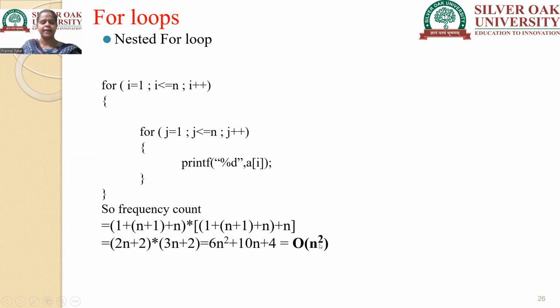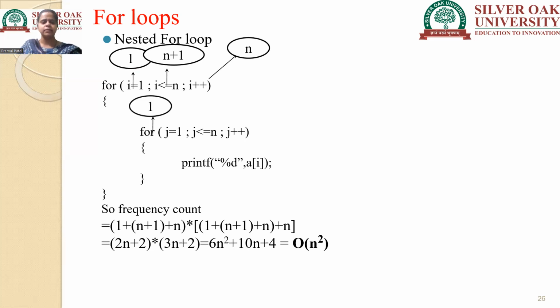Now let's see how it comes. i = 1 will execute one time, i <= n, as I said, is n + 1, i++ is n, j = 1 is 1, j <= n is n + 1, j++ is n, and this will be n.